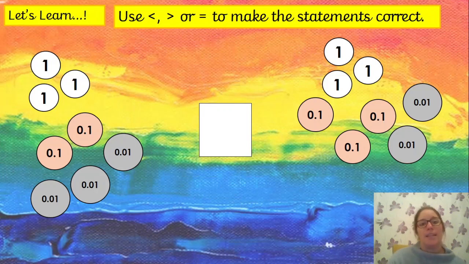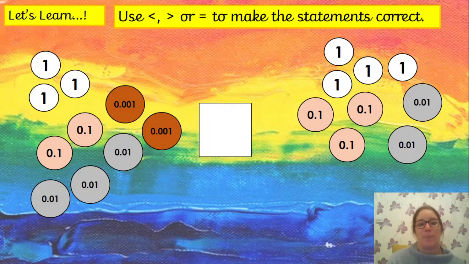Okay, let's learn then. Let's use greater than, less than or equal to make the statements correct. Which numbers are being represented here? Here we've got 3 ones, 2/10 and 3/100, so our number is 3.23. And over here we've got 3.32. So what's bigger, 3.23 or 3.32? Okay, Susie. We've got 3.23 is less than 3.32 because 3/10 is bigger than 2/10.